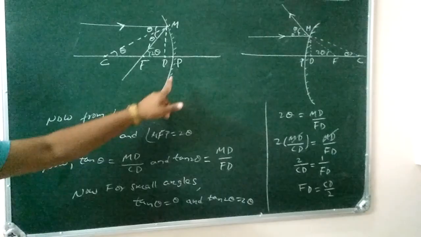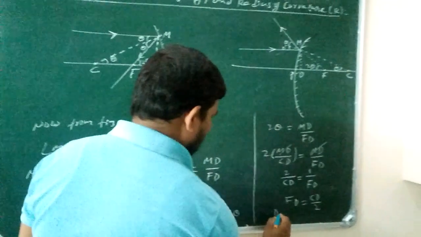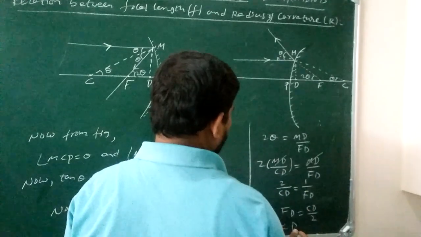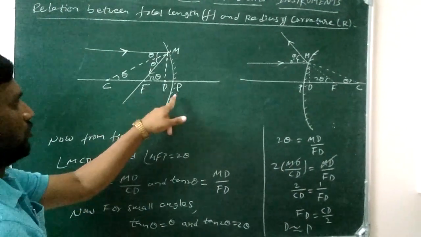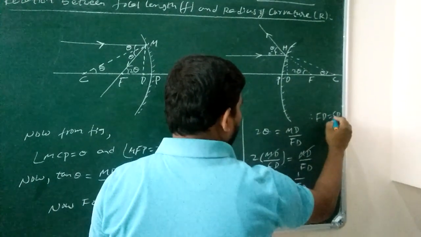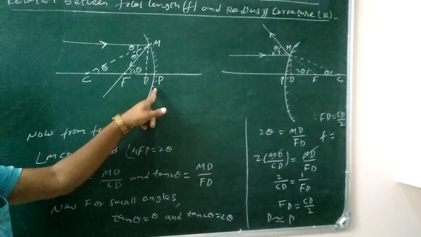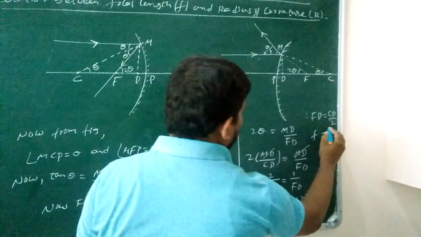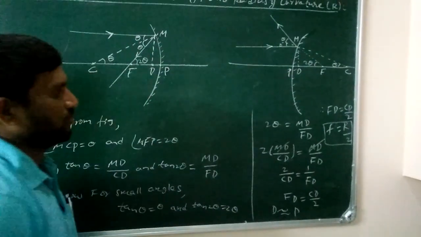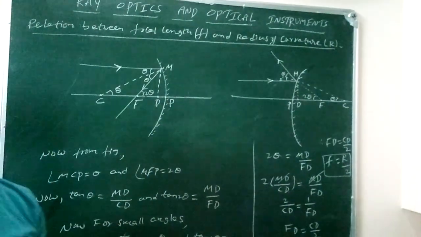For small angles, this D is very close to the pole of the mirror. Therefore, we can write FD as the distance between the focus and the pole of the mirror, which we call the focal length. Therefore, FD equals CD by 2. FD means f, and CD means the distance between the center of curvature and the pole of the mirror, which we call the radius of curvature, R. That gives f equal to R by 2. This is the relation between focal length f and radius of curvature R.